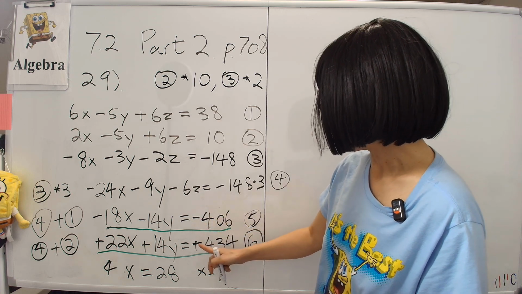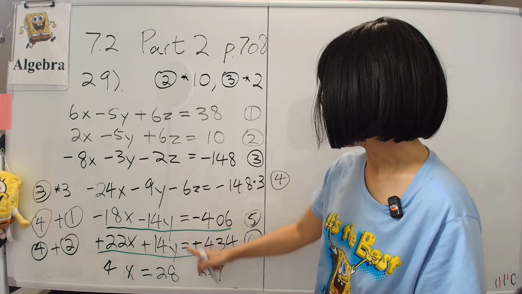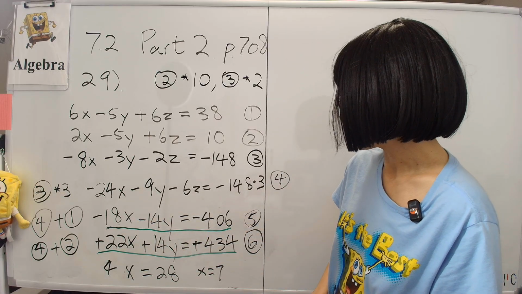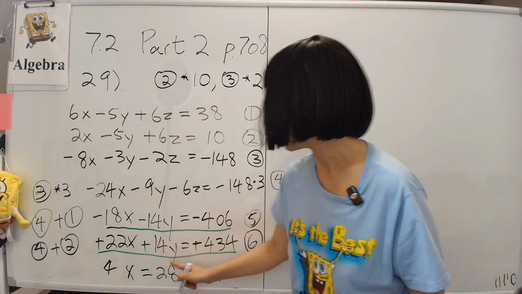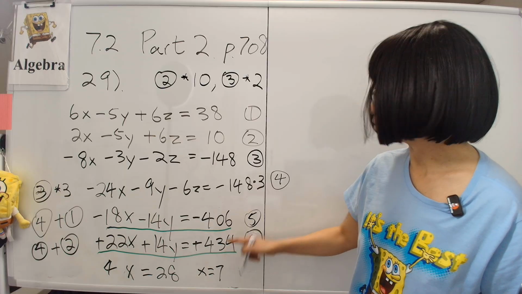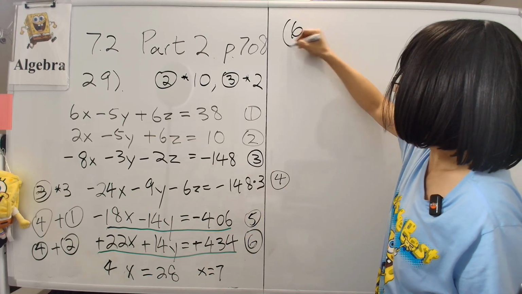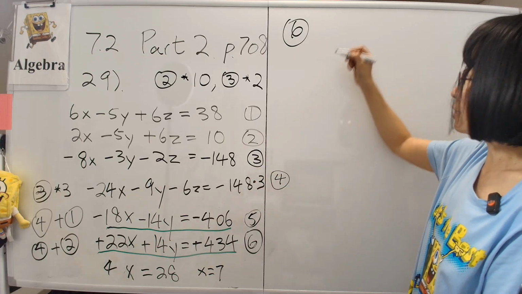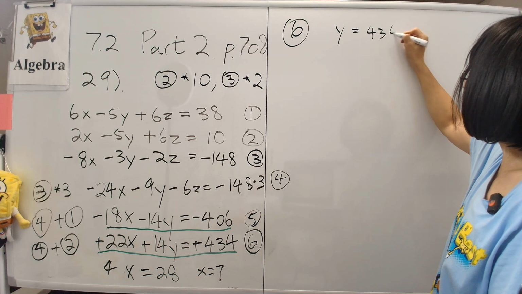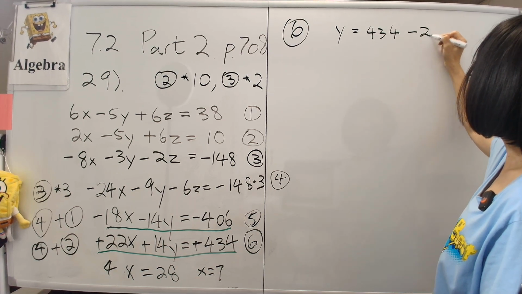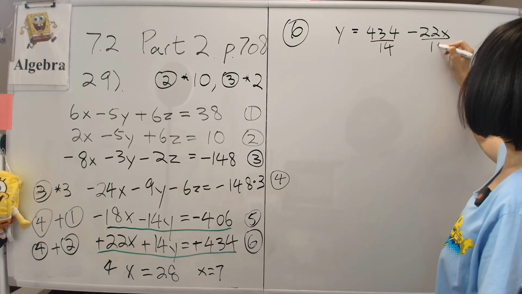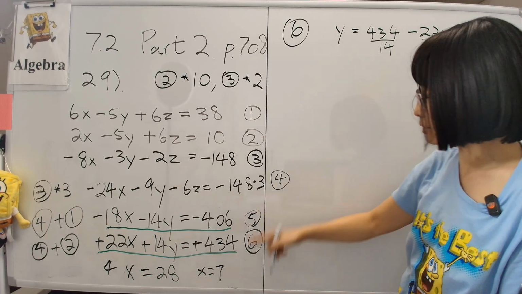We have a relationship between x and y right here or here. Let's pick this one. This one looks like the number's smaller. Well, I don't think it matters. Anyway, so let's calculate y. Actually, let's use this equation. From equation 6, we will isolate y. So y equals 434 minus 22x and divided by 14 on each term. And so let's rewrite that as x equal to 7.